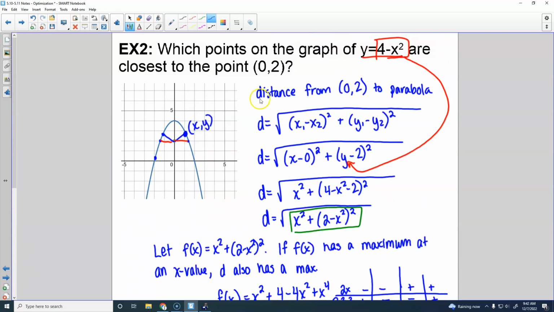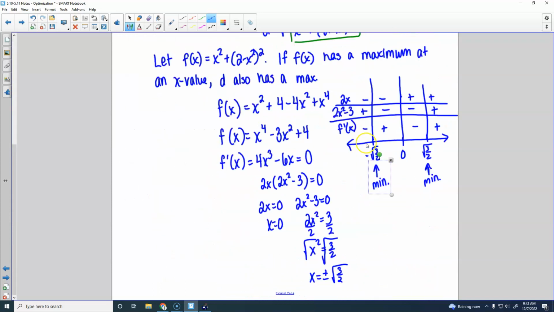And we need to know the point, so we need y coordinates also. Easiest thing to do is plug those into 4 minus x squared. So if x equals negative square root of 3 over 2, y would equal 4 minus negative square root of 3 over 2 squared. That square will get rid of that negative, and we'll just have 3 over 2. And that is going to be 5 halves. Right?